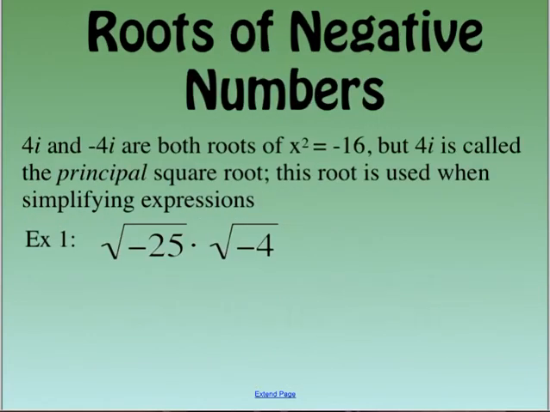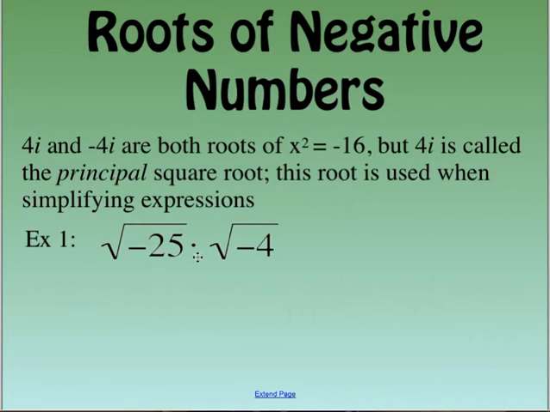Roots of negative numbers. I want to tell you that 4i and -4i are both roots of x squared equals -16, because when you take the square root you always need that plus and minus. But 4i, the positive, is called the principal square root, and this root is used when you're simplifying expressions.